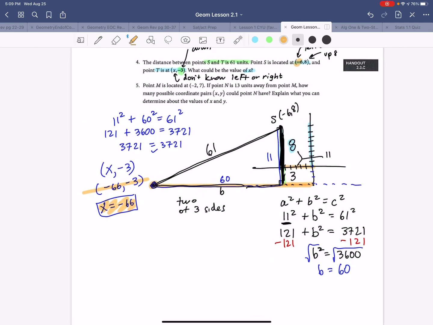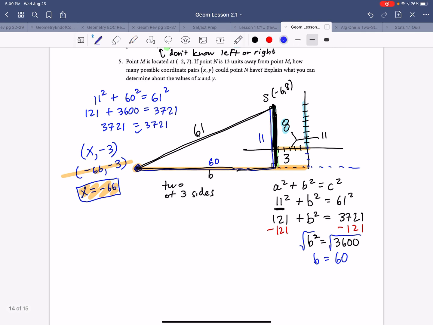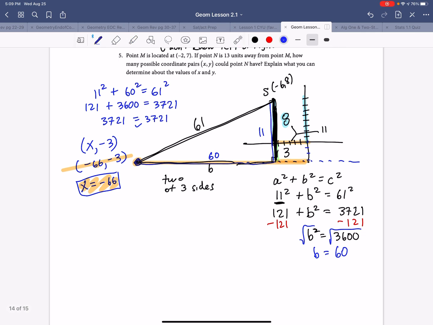Okay, question number 5, that was 4. If point M is located at (-2, 7), and N is 13 units away from M, what are possible coordinates? Okay, so kind of the same thing here. (-2, 7) is left 2 and up 7.